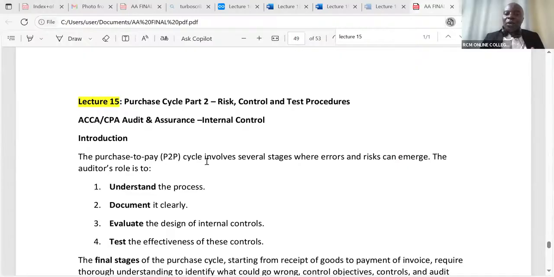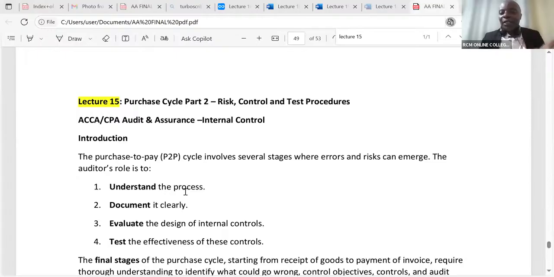Now, introduction. First of all, we start with the reminders. The purchase to pay cycle involves several stages where errors and risks can emerge. The auditor's role, remember, ladies and gentlemen, in any control systems: we are not charged with the responsibility of designing and implementing internal control systems of our clients. No. Our role, as pertains internal controls of any entity that we audit, is to ensure that we understand the controls. We document them.